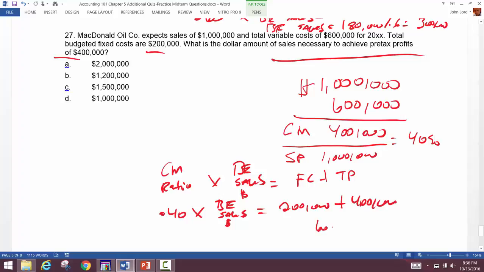That's going to be 600,000 divided by what? 0.4. Got to equal break-even sales dollars? Or target profit sales dollars, I should be saying. Target profit sales dollars. So that comes out to what? 1,500,000. Okay?